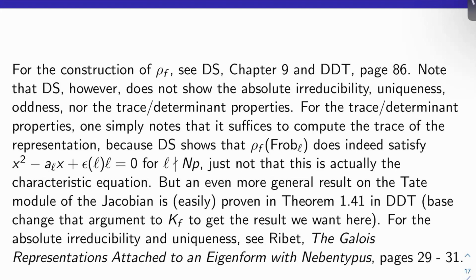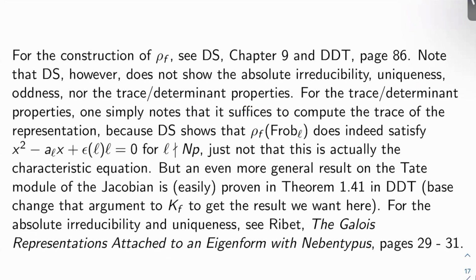It doesn't show absolute irreducibility, uniqueness, oddness, nor the trace and determinant properties. Now, it turns out though, DS does show that Frob_L of rho_F does satisfy the equation x squared minus a_L x plus epsilon(L) L equals 0 for L not dividing Np, but it doesn't show that this is actually the characteristic equation.